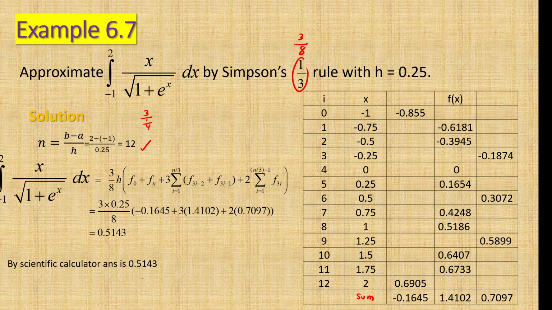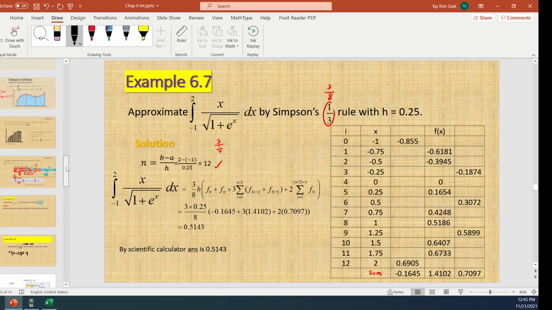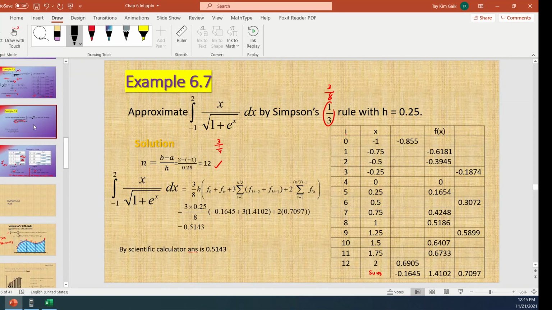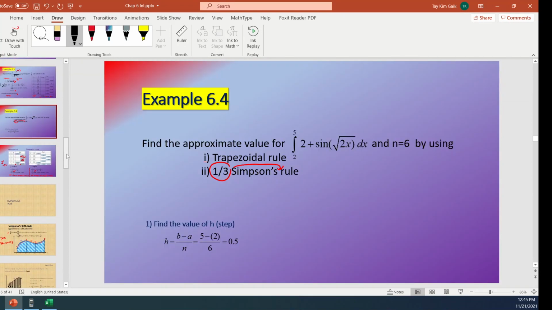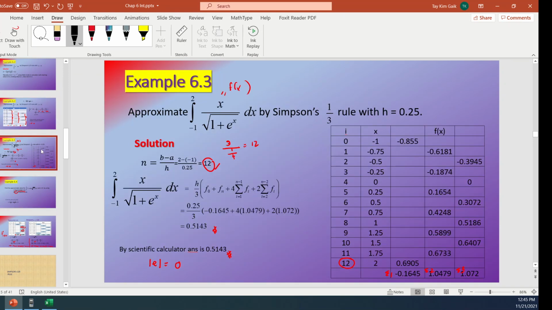This is from the calculator, the exact solution. You can check back with Simpson one-third just now. I think it is also the same answer, right? Because we round it to 4 decimal places. Okay, Simpson one-third, checking Simpson one-third. Not this one. 2, 3. This one.